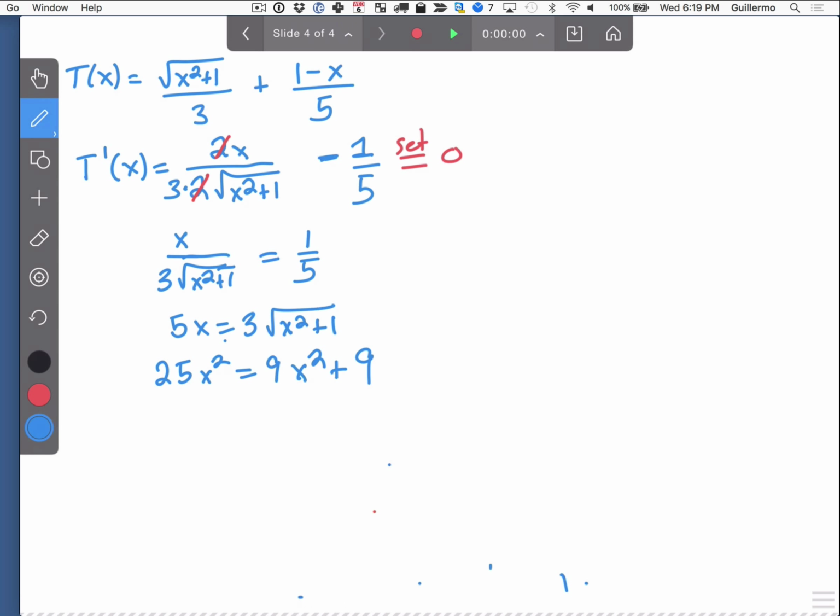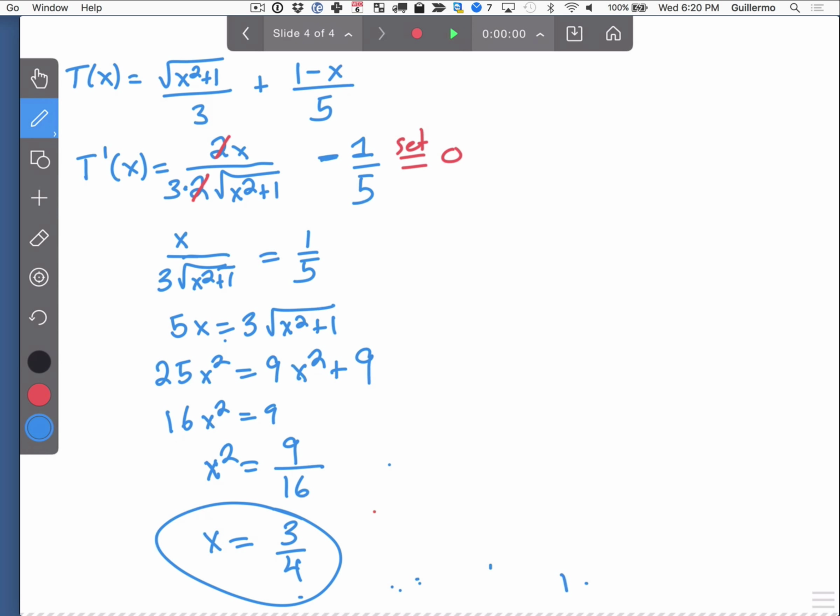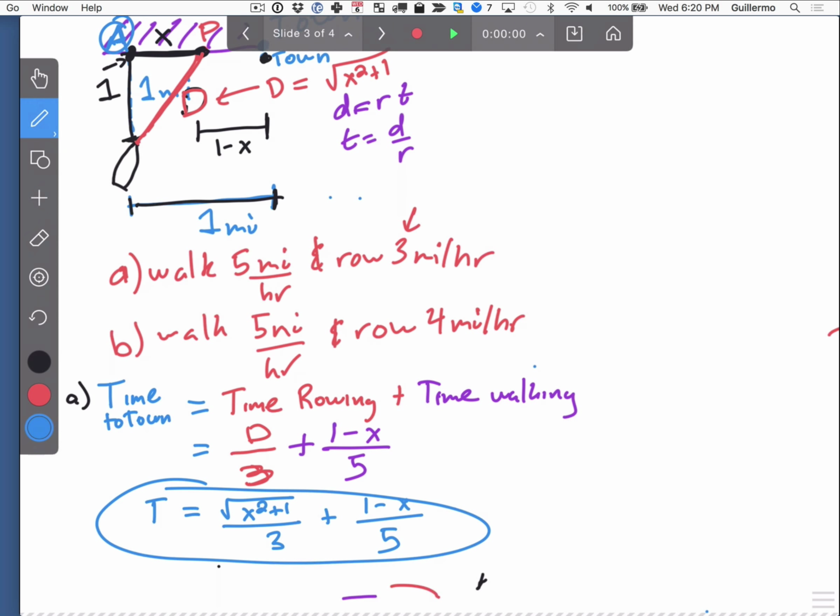So 25x squared minus 9x squared. What is that? If I move the 9, there we go. 16x squared equals 9. So x squared is 9 over 16, so x is equal to 3 over 4. Now is it plus or minus? Technically yes, right? But we throw out the minus because it has to be positive. If we go back to our picture, obviously x, which represents the distance, cannot be negative.